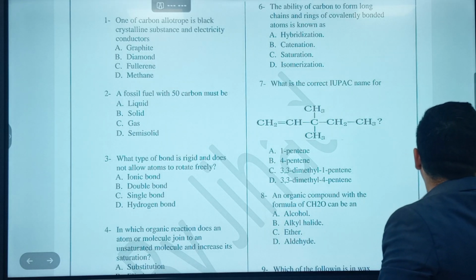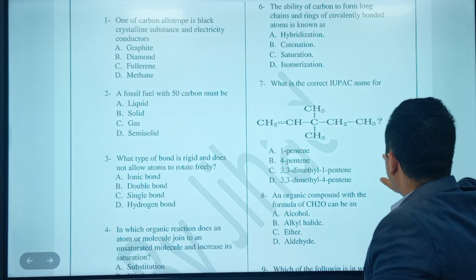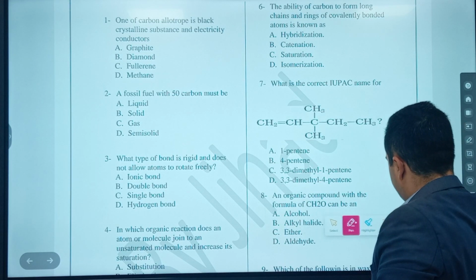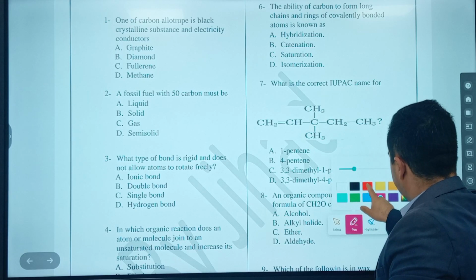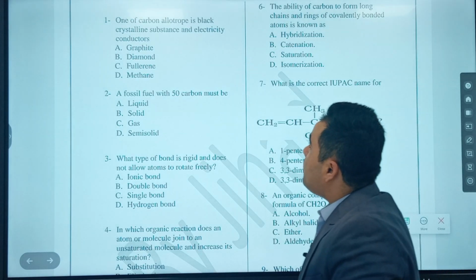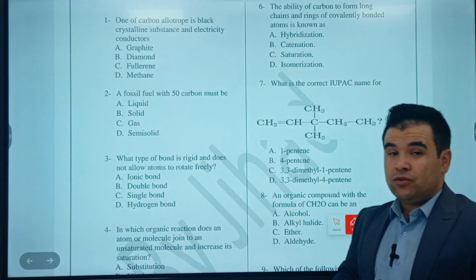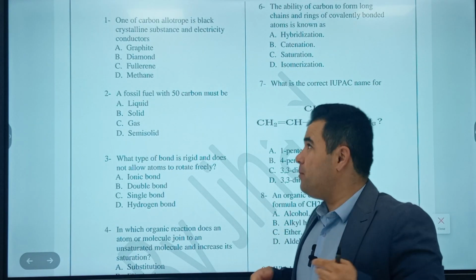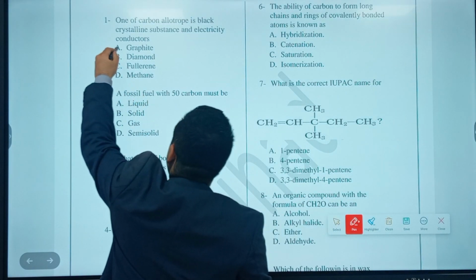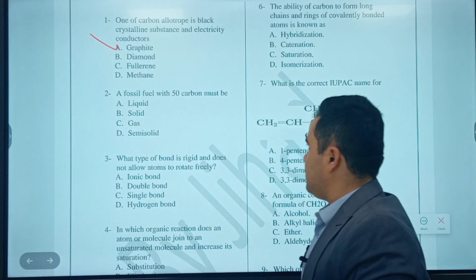Let us solve the questions, starting from question 1. One of the carbon allotropes is a black crystalline substance and an electricity conductor. The only allotrope of carbon which conducts electricity is graphite. So A is the correct answer.